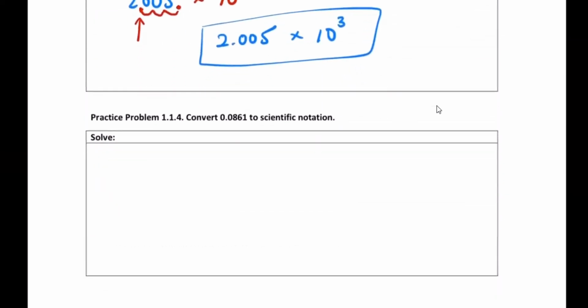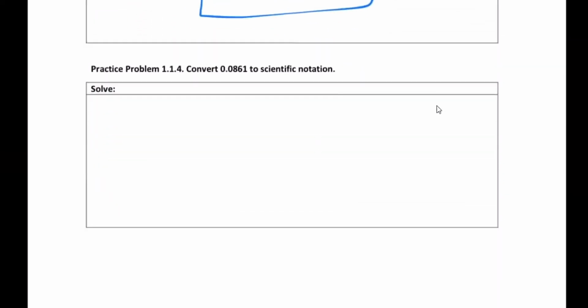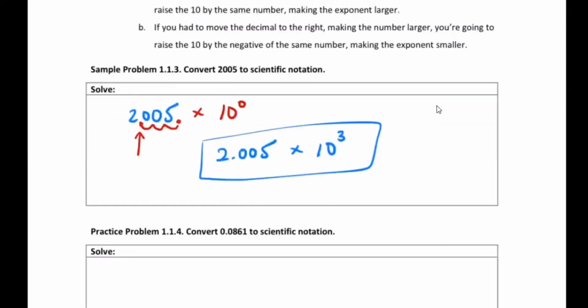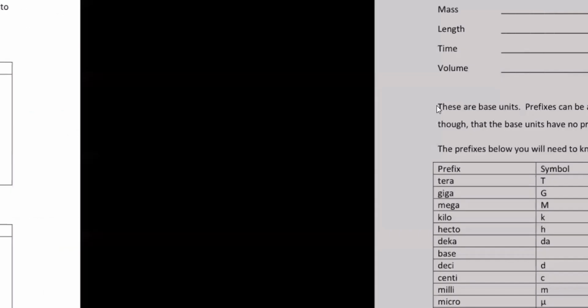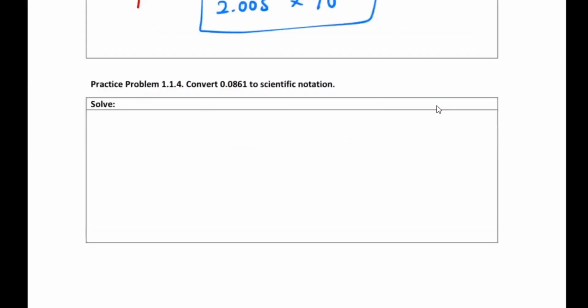I want you to solve problem 114, and that might be the last one. Let me see if there's one on the next page. Just 114 on your own. And then when you come back, I will go over it. So pause the video now, do this problem, and then I will go over it. Welcome back. I hope you paused the video.